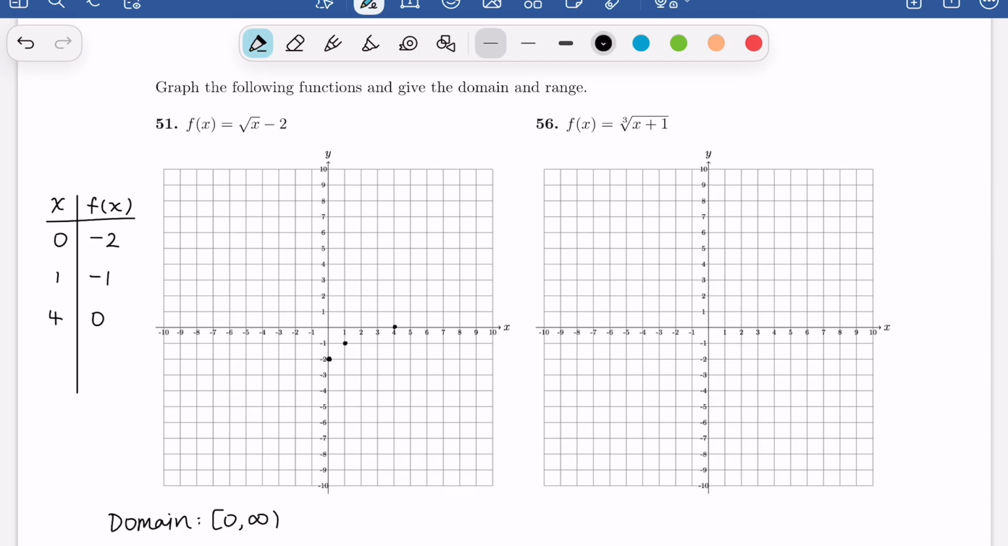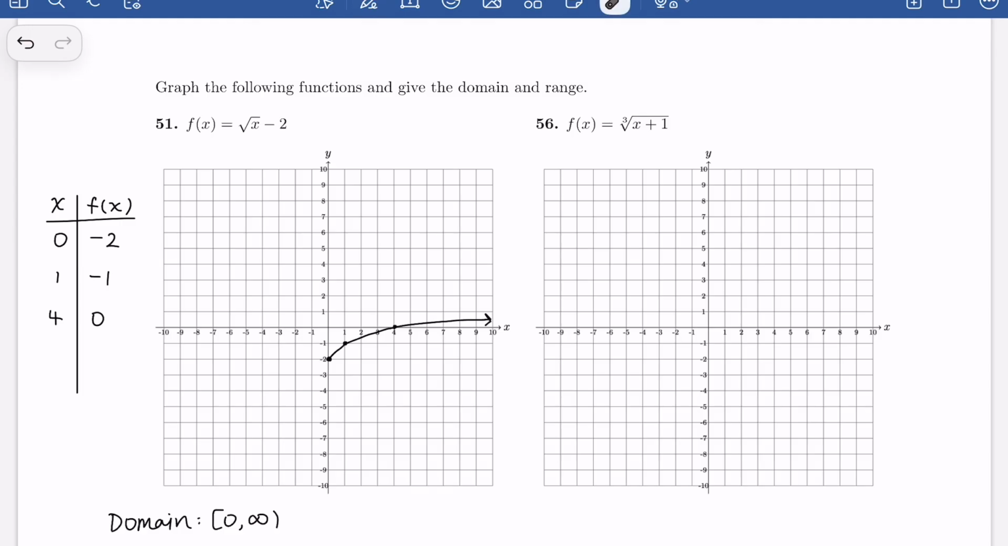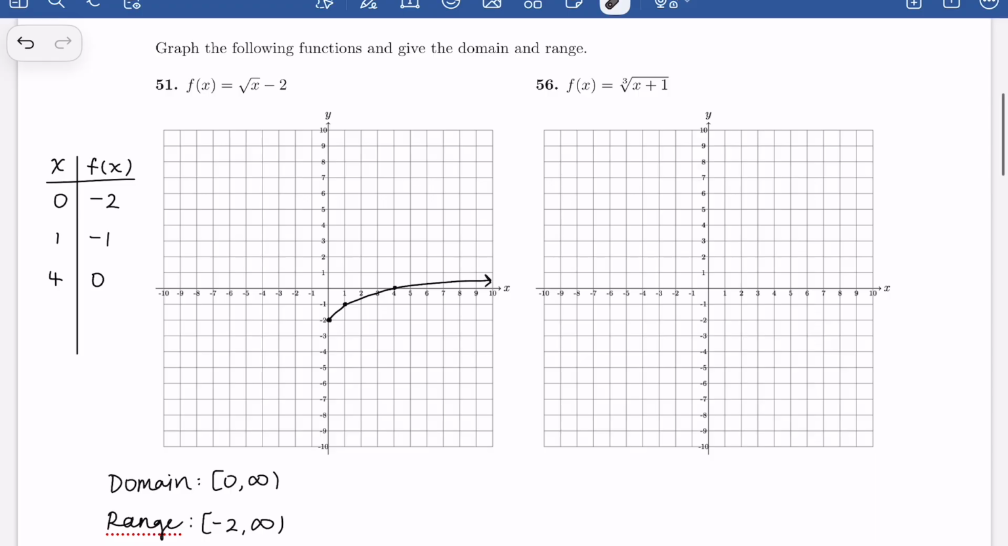So this is what our function is going to look like, and it's going to go on forever in that direction. Now notice our graph matches up with the domain and range that we found here. So our domain is going to be from 0 to infinity. We can never plug in any negative values into this function. That's why we're not in either of these quadrants here. And then our possible output values is going to be from -2 all the way up to infinity.